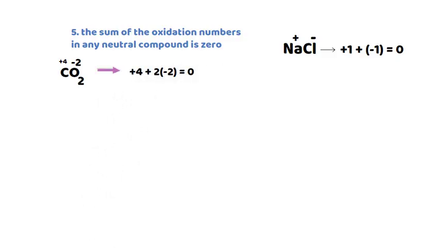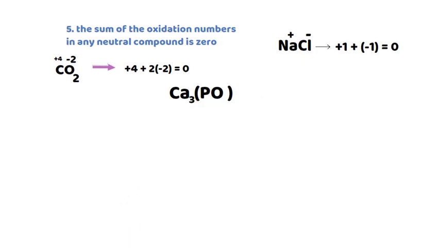Therefore, +4 plus 2 oxygen, 2 times -2, equal to 0. In calcium phosphate, we have 3 calcium, 2 phosphorus, and 8 oxygen. The oxidation number of calcium is +2. The oxidation number of phosphorus is +5. The oxidation number of one oxygen atom in calcium phosphate is -2.